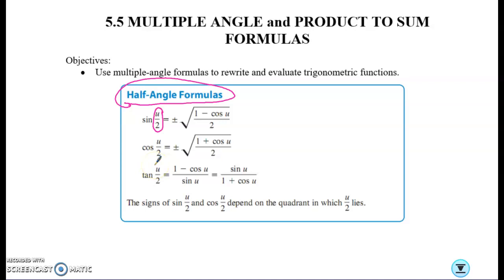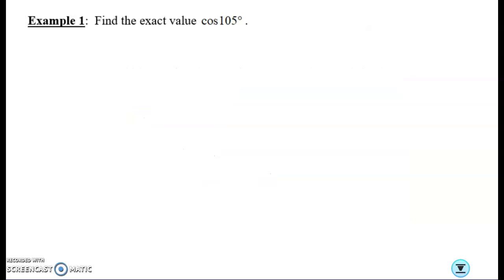So these are the 3 formulas that we will be using for sine, cosine, and tangent, and you can see that tangent has 2 different formulas. You can use either one, it really doesn't matter. All right, so the half angle formulas are used just like the angle sum and difference identities were.